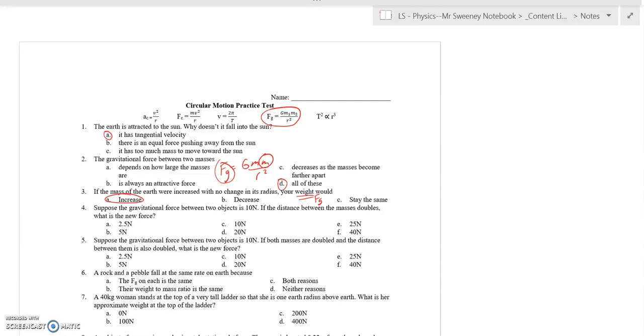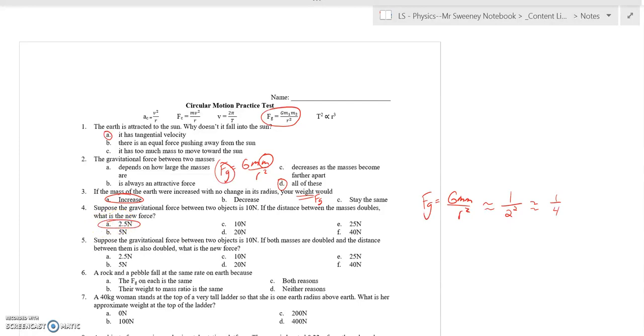So this is a proportional problem. So we've got Fg equals G m over r squared. Fg starts out as 10, but now we're doubling the distance between the masses, so r is now 2 squared. Nothing changes in the numerator. So that means our relationship is a 1/4. So 1/4 of 10 is 2.5 newtons.